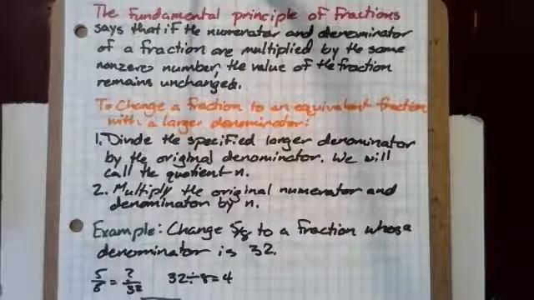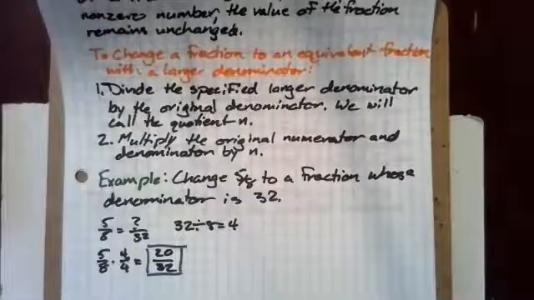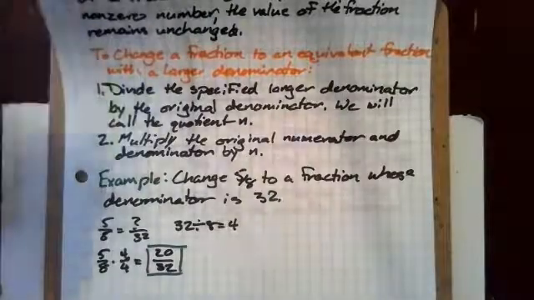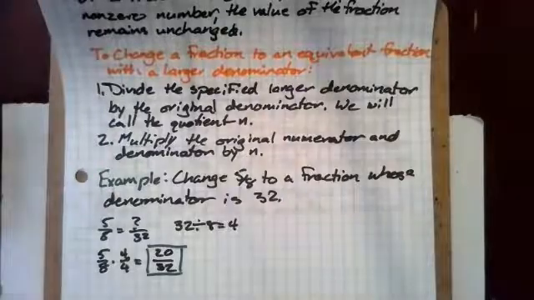So let's try changing 5/8 to a fraction where the denominator is 32. If I divide 32 by 8, I get 4. Then I multiply both the numerator and denominator by 4. 5 times 4 is 20, and 8 times 4 is 32. So the equivalent fraction is 20/32.